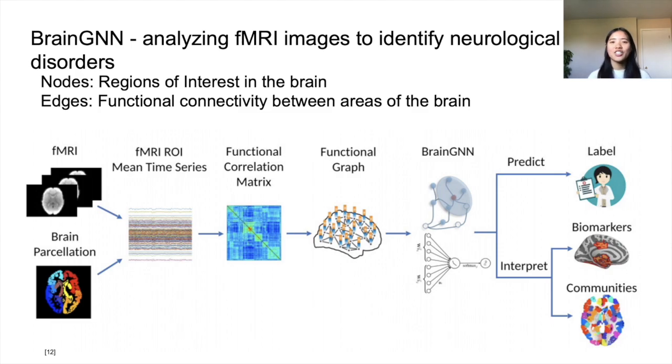Because we are a neuroscience channel, I wanted to end today with an application of graph neural networks in brain analysis. So this study released by Yale University last year used graph neural networks to analyze fMRI images to identify neurological disorders. How they did that was they took a large data set of fMRI images to build functional graphs where nodes represented the regions of interest in the brain and the edges represented the functional connectivity between these areas. And by inputting this graph into a graph neural network, they were able to identify biomarkers and community clusterings in the regions of the brain. And this information could be used to predict neurological disorders.